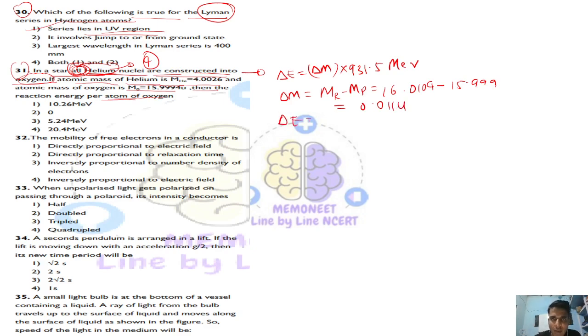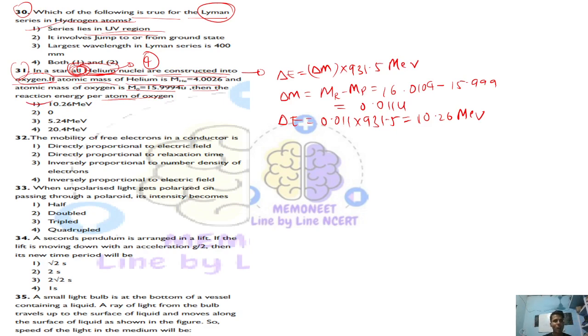And from here delta E you can calculate: 0.011 into 931.5, and once you calculate it, it will become 10.26 mega electron volt. I have already calculated it through a calculator. You need to do it by hand, so your calculation speed must be good. Here the main concept is to understand that it is telling about all helium, not just one helium. So take it correctly.